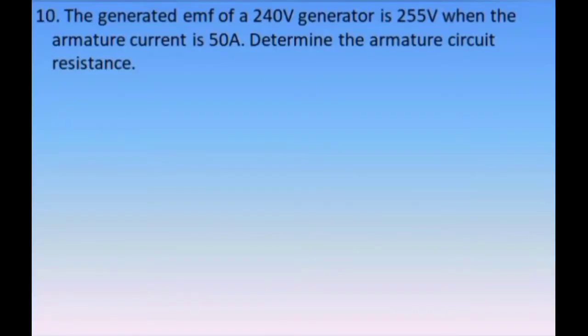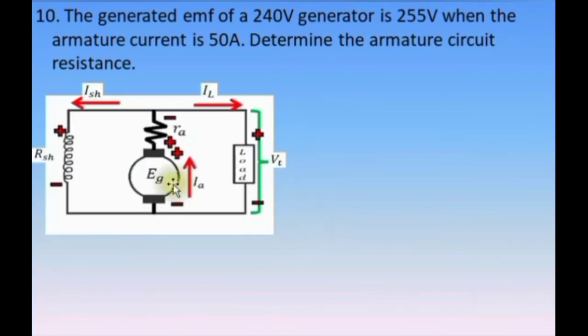Next problem, number 10. The generated EMF of a 240 volts generator is 255 volts when the armature current is 50 amperes. Determine the armature circuit resistance. This is a similar problem with number 9. For this problem, it is not being said that this is a shunt generator, but we assume that this is a shunt generator. The generated EMF is 255 volts and the terminal voltage is 240 volts. The armature current is 50 amperes. We will determine the value of the armature circuit resistance RA.